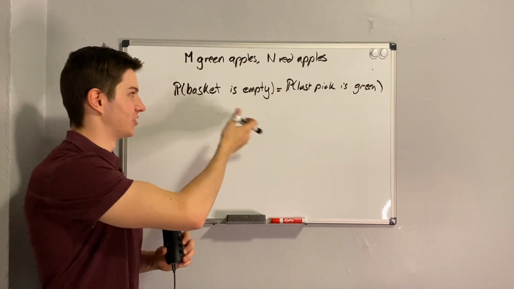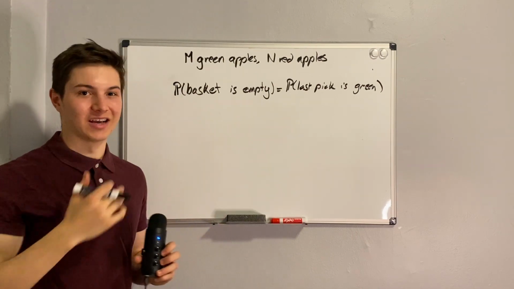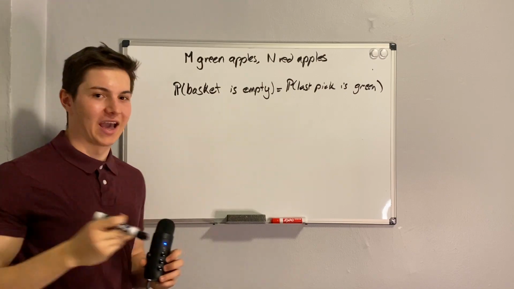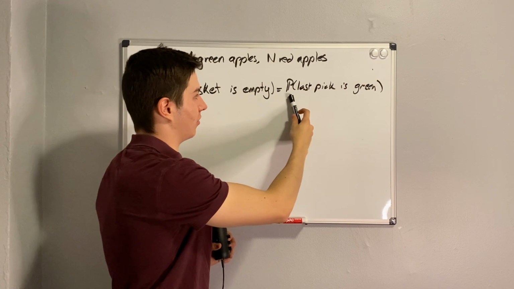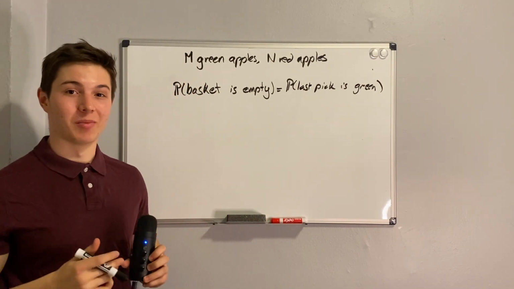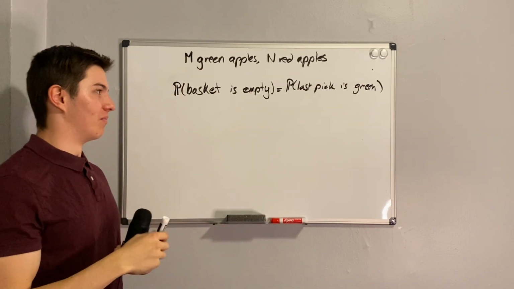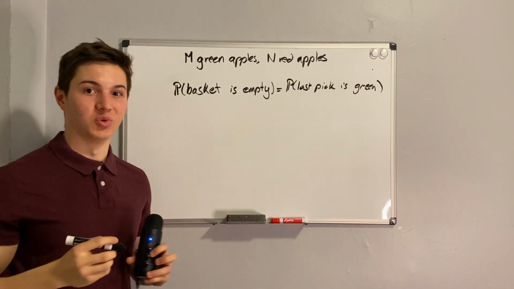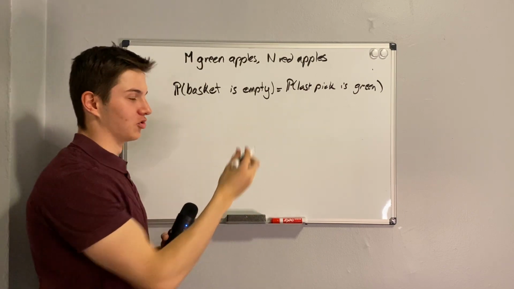Okay, so this is our new expression. We have the probability that the basket is empty is equal to the probability that the last pick is green. And remember that the first probability just means that the basket is empty after we've picked out all the green apples. And this second one means the probability that the last pick is green if we agree to pick out all the apples from the basket. I know it doesn't sound like we've done much here, but this is very important since we can use symmetry now. So let's think about what the probability is that the last pick is green.